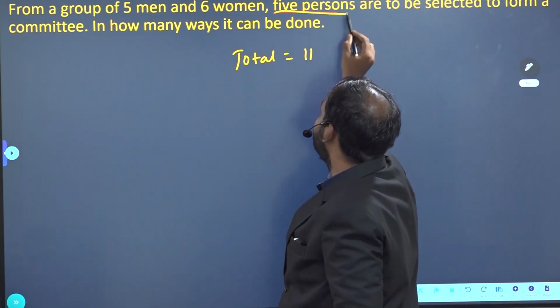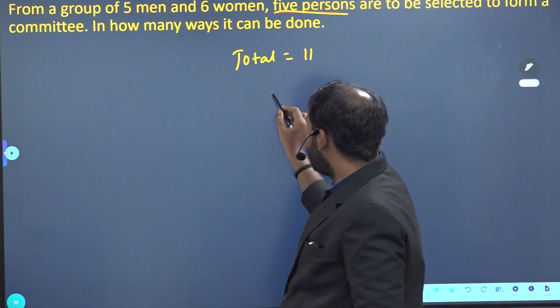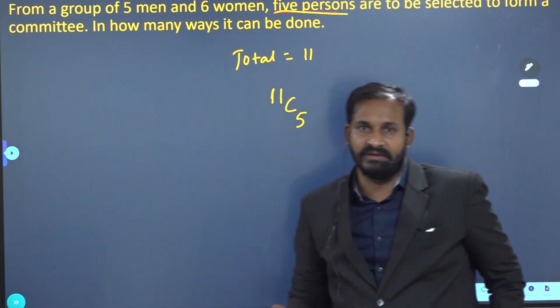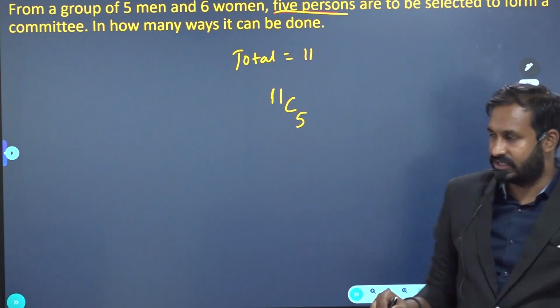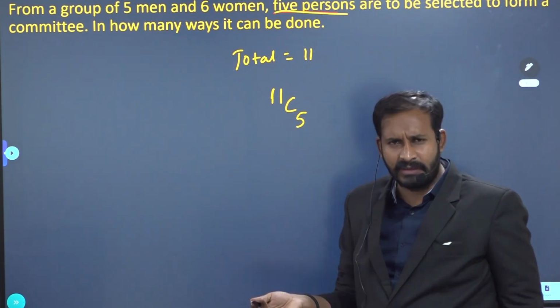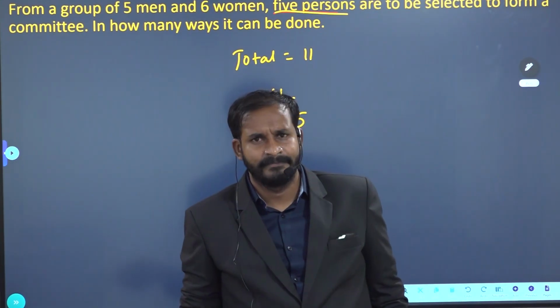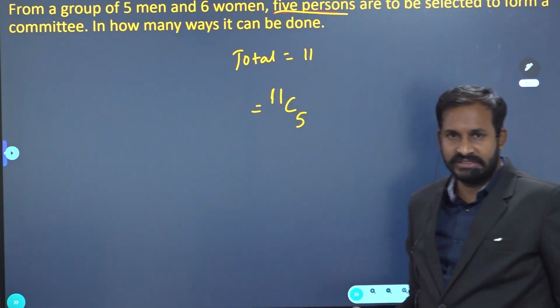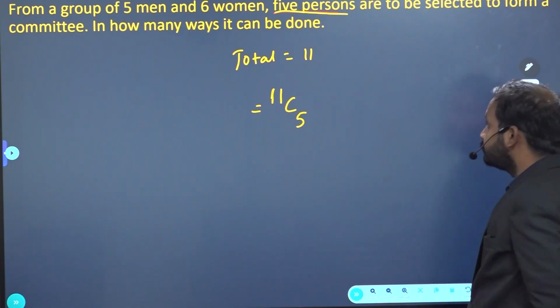So I need to pick 5 from the total. How can I do it? I can pick them in 11C5 ways, without any condition. Why? Because these 5 members can be all men, all women, or whatever it may be. But in general, I can pick them in 11C5 ways. Now, next one.